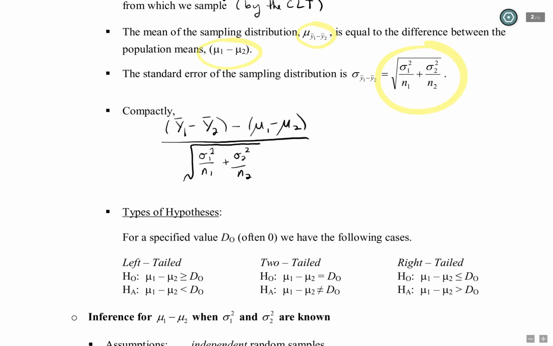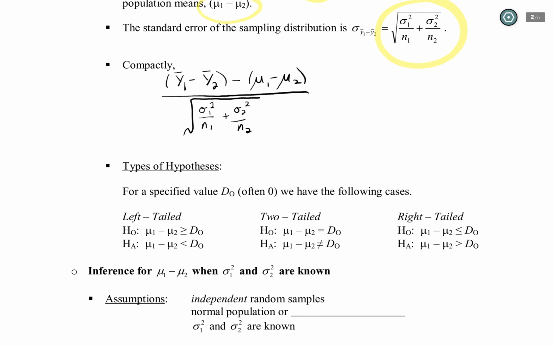Well, so what does that tell us? If we standardize something that is normal or that is approximately normal, then we get that the new standardized quantity follows a standard normal distribution. So this ratio is standard normal. And just to be clear here, that's if both populations are normal.